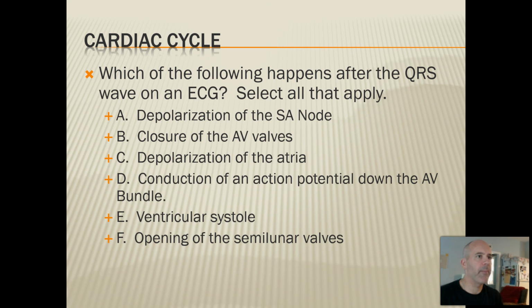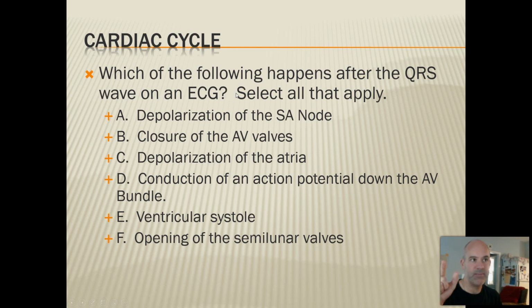All right, which of the following happens after the QRS wave on an ECG? Select all that apply. Happens after, and we're just thinking about one round of the cardiac cycle. So would we pick A, depolarization of the SA node? No, that's the very first thing that happens in the cardiac cycle. So no, we're not going to pick that one. All right, closure of the AV valve. So you got to really know your cardiac cycle here to answer this one.